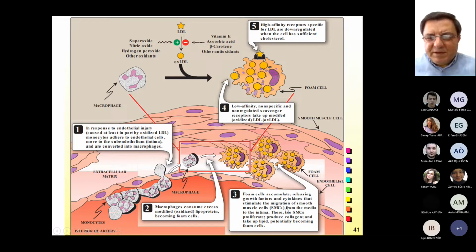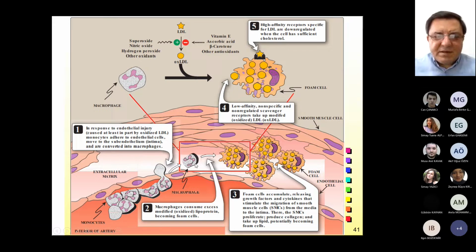And there are also some factors coming from the foam cells, releasing some growth factors and cytokines, and they are stimulating the migration of the smooth muscle cells, especially from media to the intima. And these smooth muscle cells are starting to proliferate, producing collagen and taking up more lipids, and they are becoming more and more foam cells.